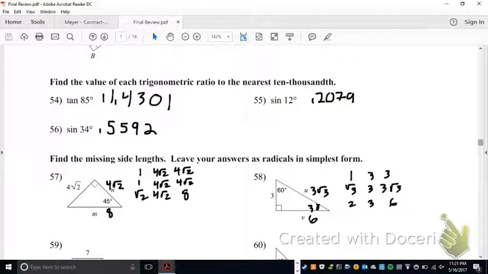I got those backwards right there. Let me change that really quickly. So this is 6. This is 3 radical 3. And all of these, that's times, times, times, equals, equals, equals.